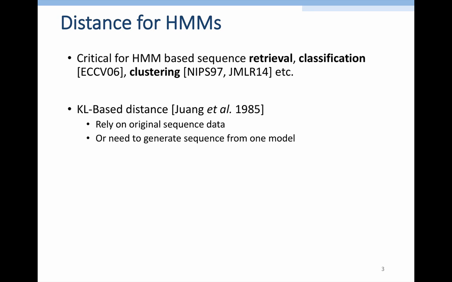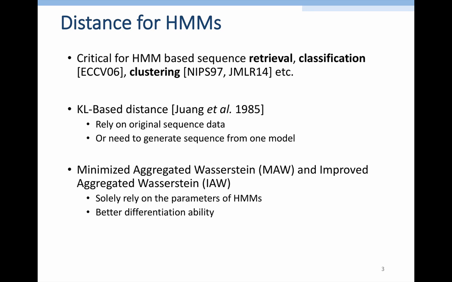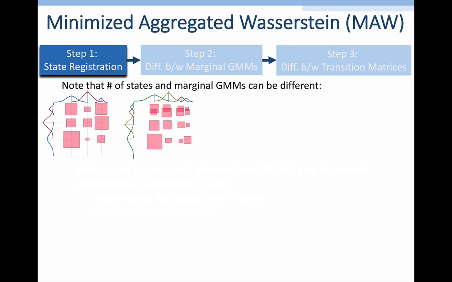So, it relies on the original sequence data at hand or needs to generate long sequences from one of the two HMMs for computation. In this work, we take a different approach and propose to minimize the aggregated Wasserstein (MAW) and improve the aggregated Wasserstein (IAW). Our approach solely relies on the parameters of the two HMMs in comparison, and there is no need to generate long sequences. Also, we find MAW and IAW show better differentiation ability in experiments.